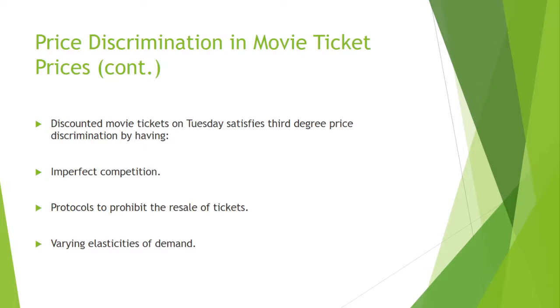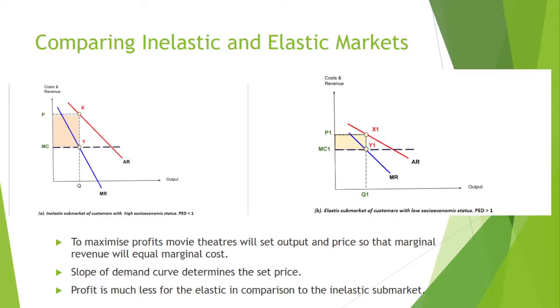To satisfy price discrimination, the phenomenon needs to satisfy three criteria. Firstly, movie theatres function in imperfect conditions. Secondly, they have protocols in place that prohibit the resale of their tickets. And finally, the two submarkets have varying elasticities of demand. Within the inelastic submarket graph, change in prices is shown to have little effect on the demand within the higher socioeconomic submarket.